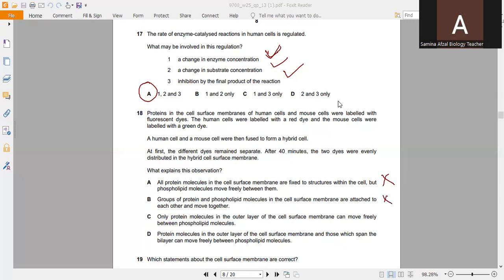Only protein molecules in the outer layer of the cell surface membrane can move freely between phospholipid molecules. It limits movement unnecessarily to just the outer layer. So again, this is not correct. Protein molecules in the outer layer of the cell surface membrane and those which span the bilayer can move freely between phospholipid molecules. So this statement is correct. Mixing occurs because membrane proteins are free to move laterally through the fluid phospholipid molecules. According to this, D is the correct option.